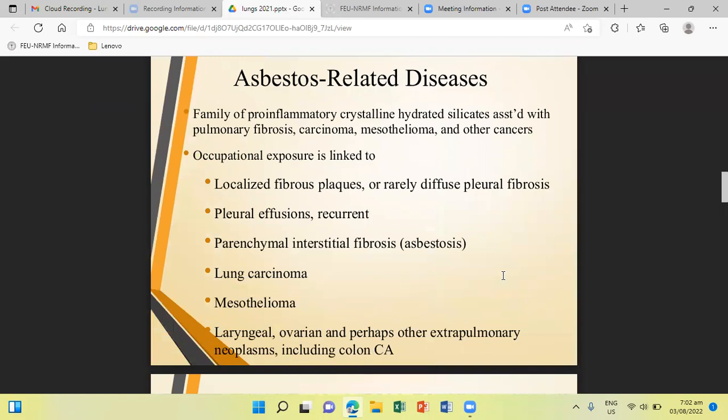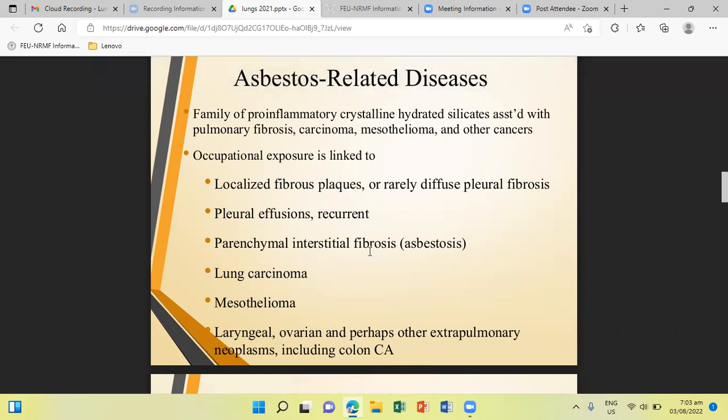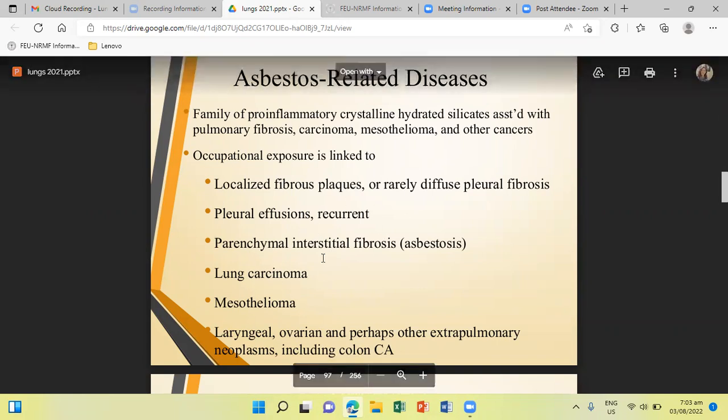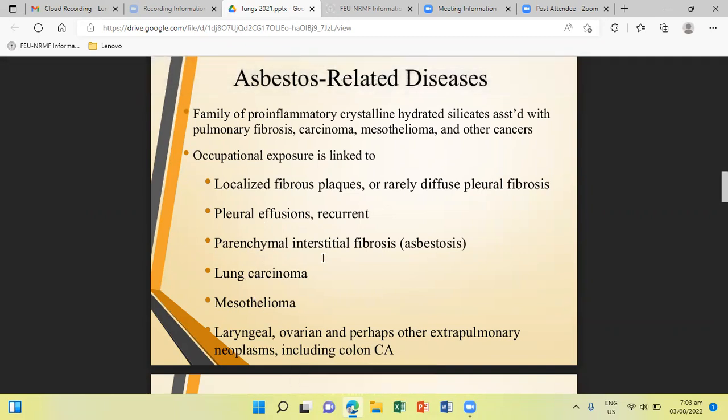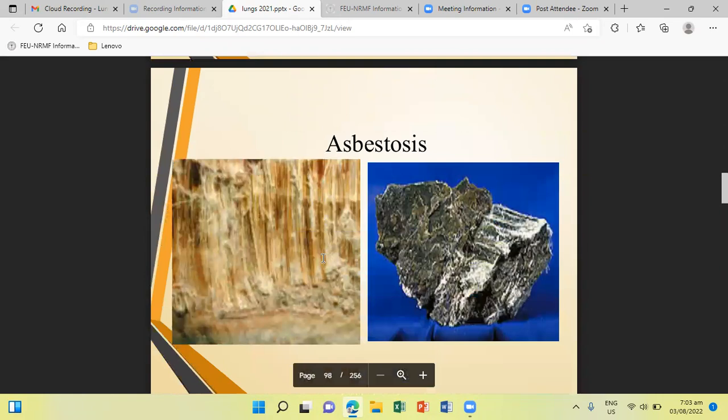Asbestos is a pro-inflammatory crystalline hydrated silicate, which is also associated with pulmonary fibrosis, carcinoma, mesothelioma, and other cancers. The other occupational exposures are also related to a variety of diseases, as you can see enumerated in this particular slide. They basically look like this. So, occupational hazard again.